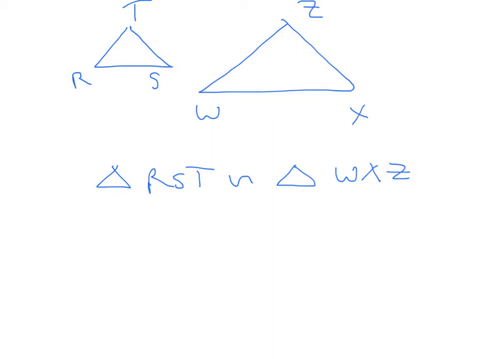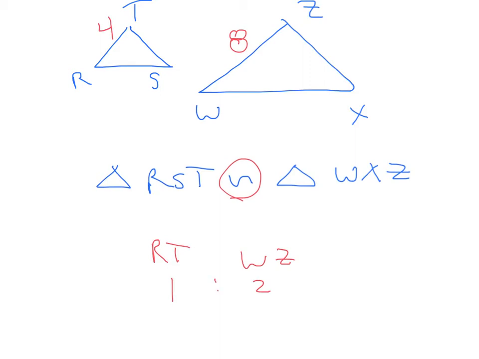So let's take a look at triangle RST and know that it is similar to triangle WXZ. So let's take a look at the sides. So the sides here are not going to be congruent, or not necessarily going to be congruent. Here we can see that the ratio between RT and WZ is actually going to be 2 to 1. So we have a 4 and an 8. 8 is twice that of 4.